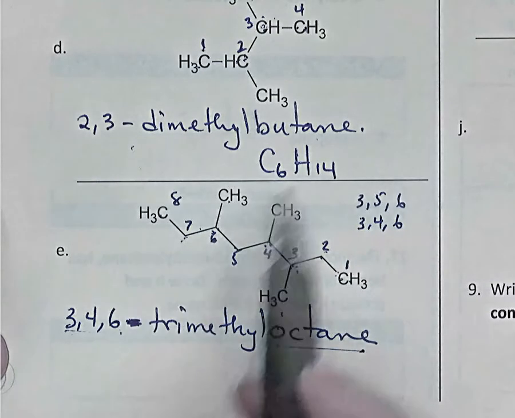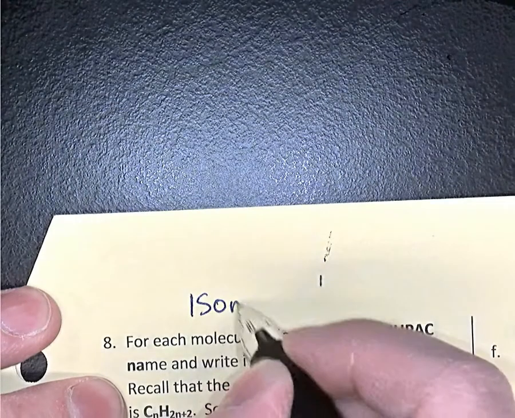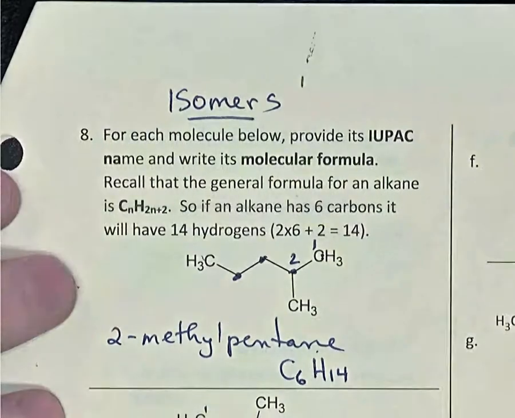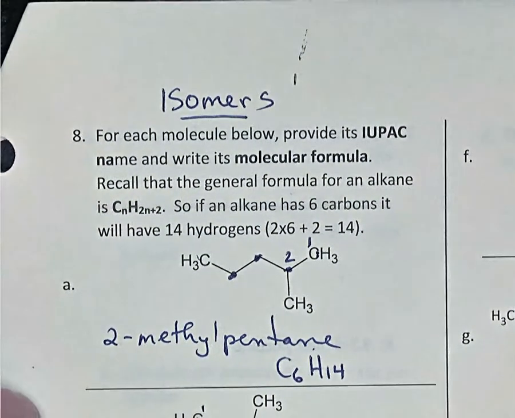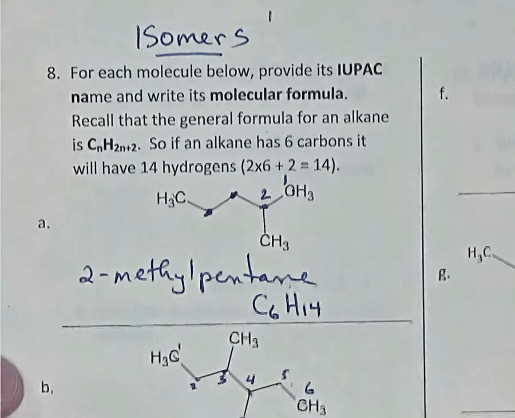Okay, notice that that is the same molecular formula as the first one, but they're different molecules. Those are called isomers, right? And isomers are molecules that have the same molecular formula, but different molecular structures. Okay, their atoms are connected in different ways.